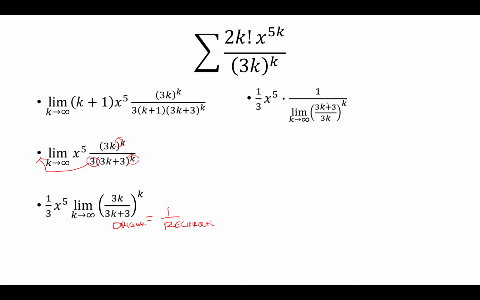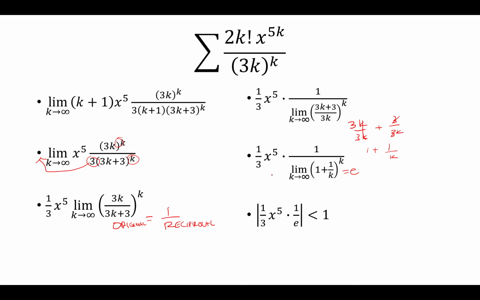Okay, from here, I'm going to split this up into 2 separate fractions. And we basically have 3k over 3k plus 3 over 3k. 3k is going to cancel. We have 1 plus, and then the 3 is going to cancel, 1 over k. That's going to be raised to the kth power. And we know that the limit as k approaches infinity of 1 plus 1 over k raised to the kth power is equal to e.